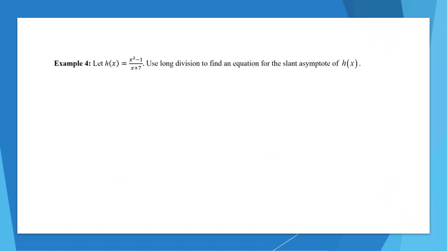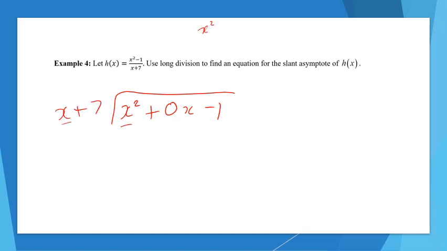So let's try another example. We have x squared minus 1 over x plus 7. Use long division to find the slant asymptote. So here we have x squared, and now what I like to do is add in a plus or minus 0x here as a space filler so that I don't get confused, keeping my terms in order. Divided by x plus 7. How many times can x go into x squared? Simplifying this, it's just x. Multiply this to get x squared plus 7x.